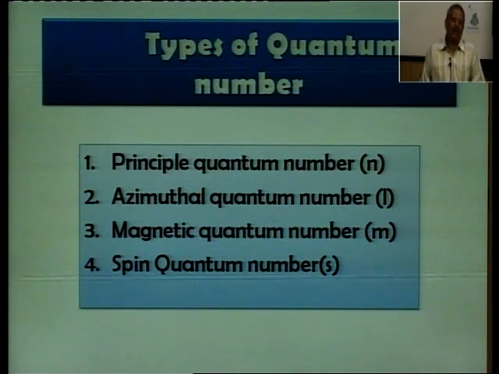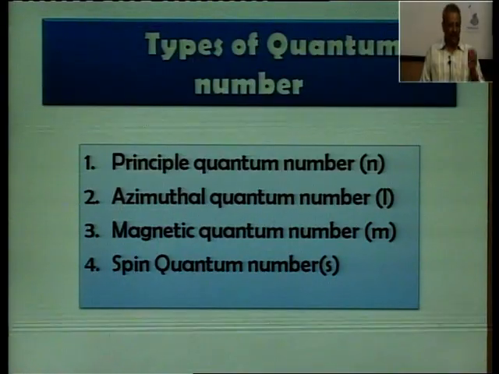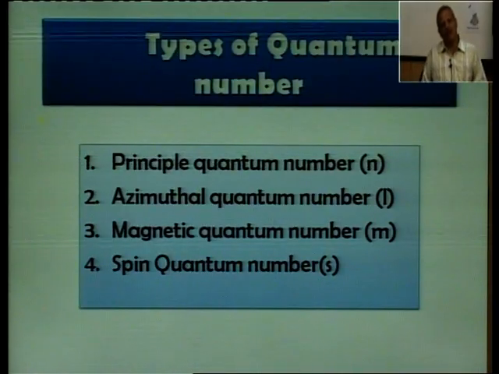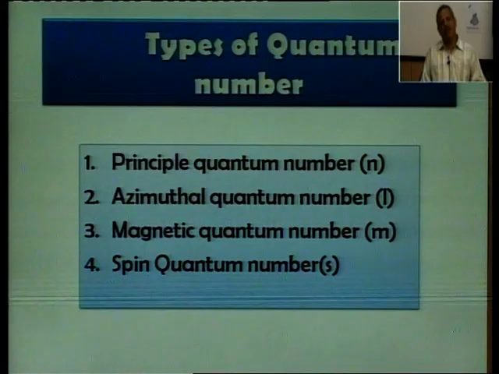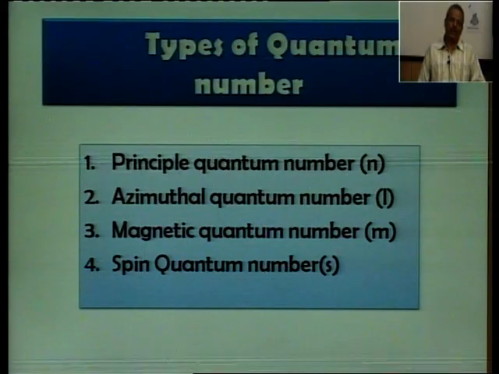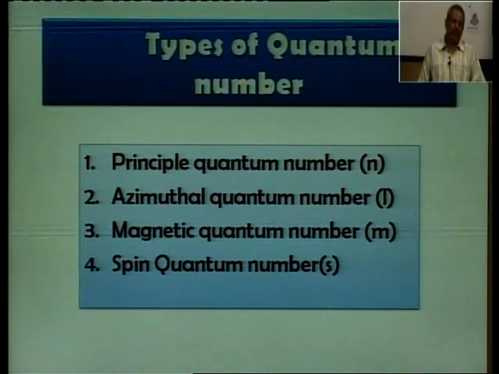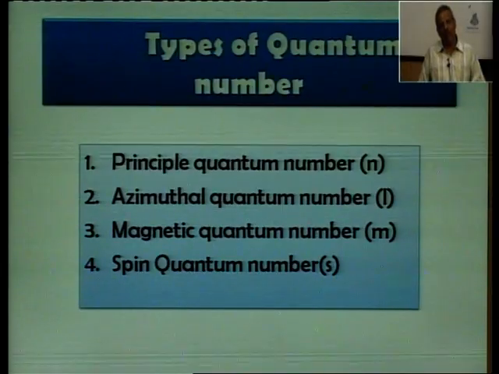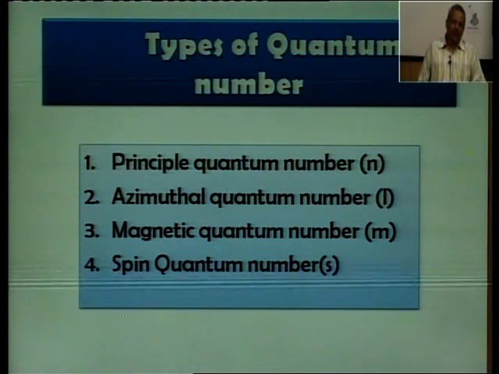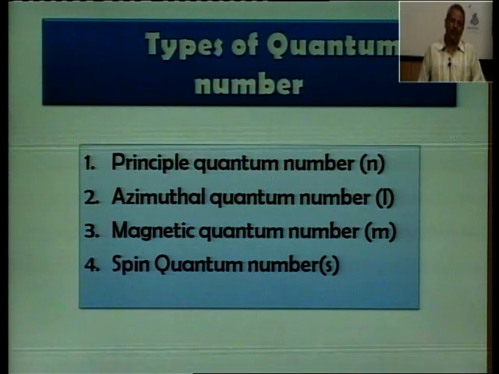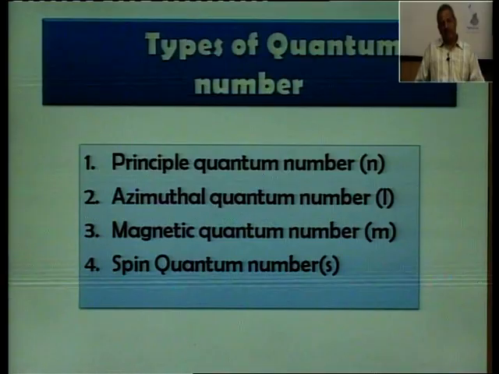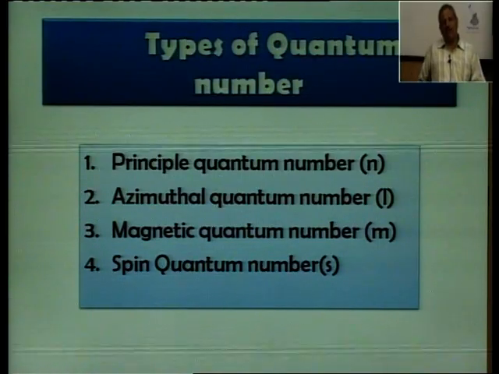The magnetic quantum number is designated by m, and it tells us the magnetic orientation of the electron around the nucleus. The fourth is the spin quantum number. The spin quantum number tells whether the electron is revolving around the nucleus clockwise or anticlockwise. So, these are the 4 quantum numbers which tell us the exact location and energy of an electron.